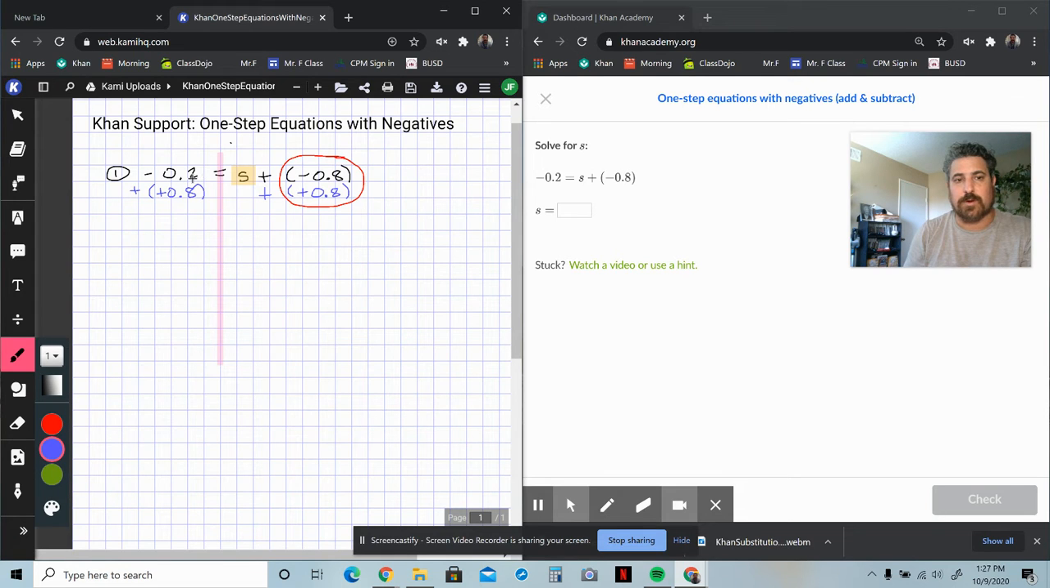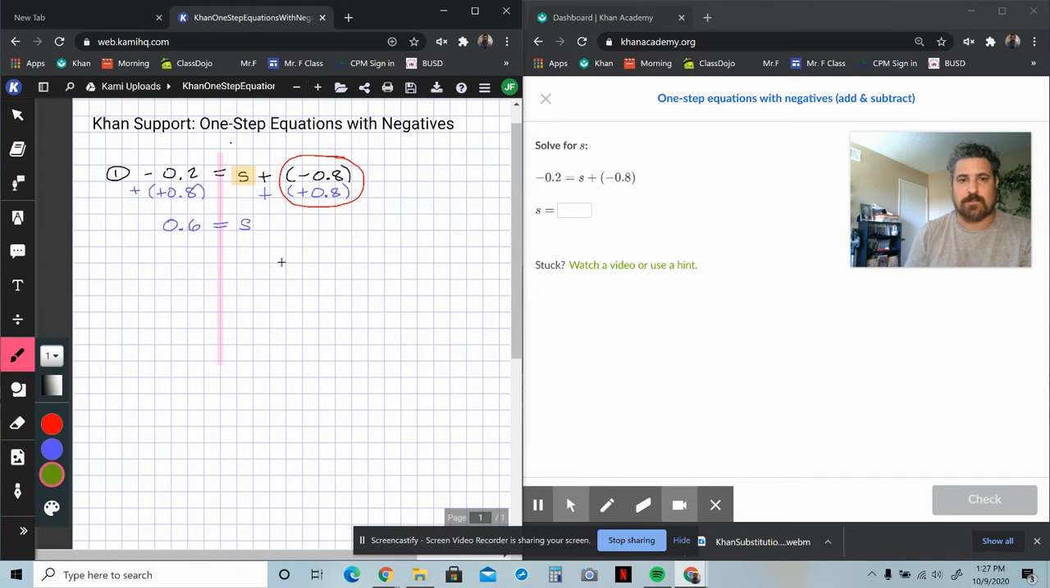Now, what is negative 0.2 plus positive 0.8? Who's going to win? Positive by how much? 0.8 take away 0.2, which is 0.6. So the ultimate value here is 0.6 on the positive side, and that should be equal to the value of s. All right? Now, I think that's right. I just got to check it. You always want to check your answers when you're doing any algebra.